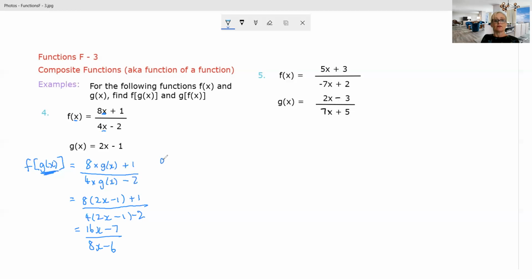I'm going to do g of f of x here because I've run out of room there. So g of f of x means into your g of x rule, you're going to pop f of x. So it'll be 2 times f of x minus 1. All right, so we're going to have 2 lots of this expression, 8x plus 1 over 4x minus 2 minus 1.